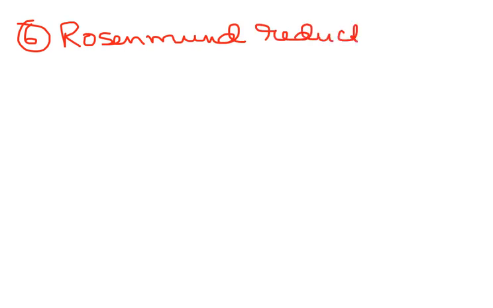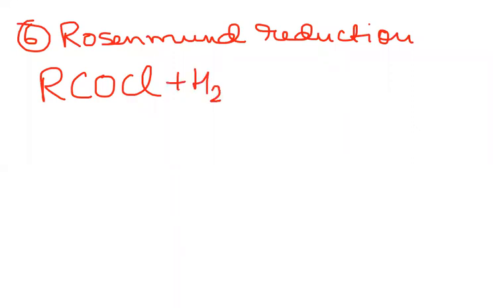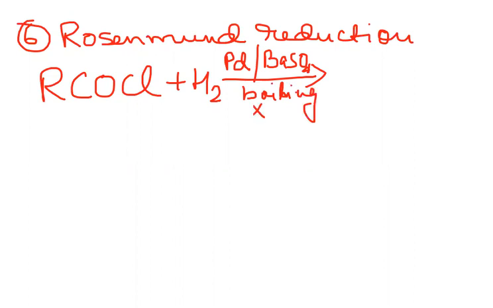Now, what is this all about? You have to take an RCOCl, that is an acyl chloride. This RCOCl is treated with H2, supported over the catalyst palladium on barium sulfate, in the presence of boiling xylene. When this happens, it gets reduced to RCHO.